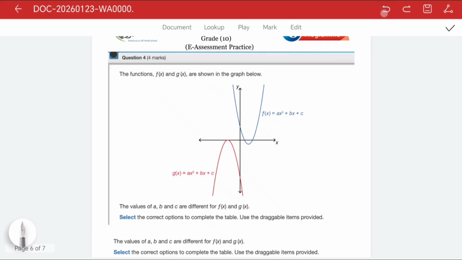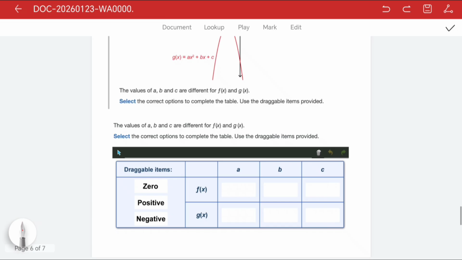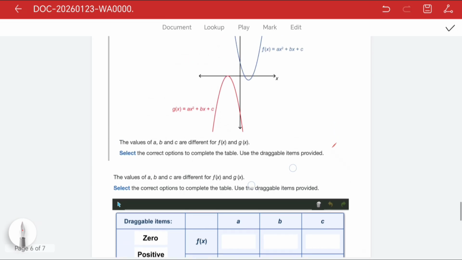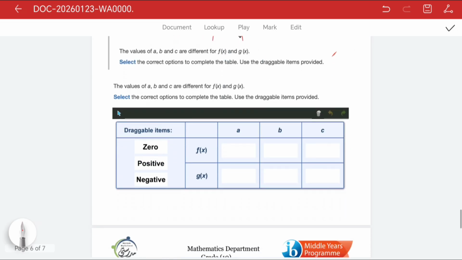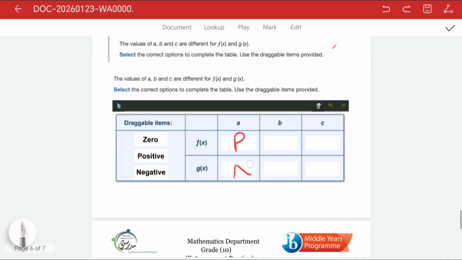In this function, look here, this graph opens down, this opens up. If it opens up, it means a is positive. If it opens down, it means a is negative. So we have two functions, f of x and g of x. As I told you, f of x opens up, so a is positive. g of x opens down, so it is negative.